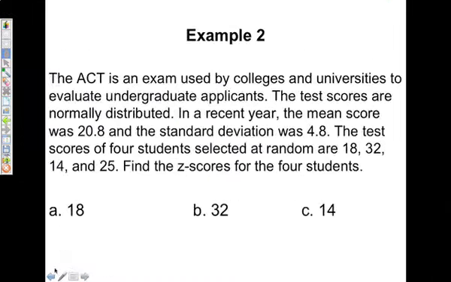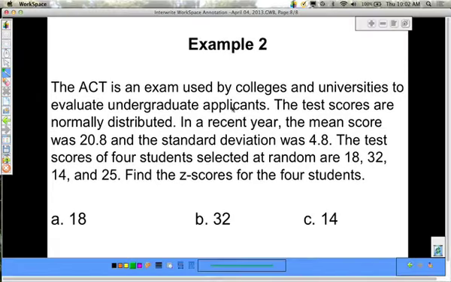So we're going to calculate out a few of these here. The ACT is taken. You guys have all taken that. The test scores are normally distributed. So that means it follows that curve. The mean is 20.8 and the standard deviation is 4.8. So let's see, minus 4.8 and plus 4.8. See if you guys can calculate those out there. Give you a minute. So hopefully you got 25.6 and 16.